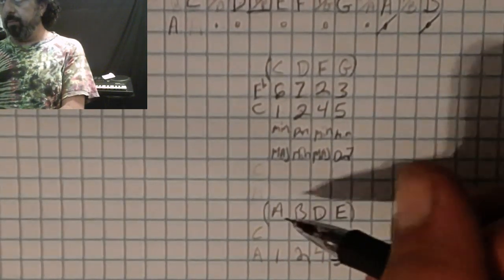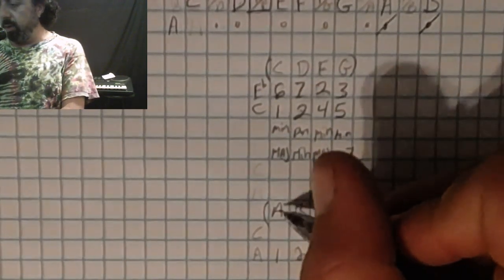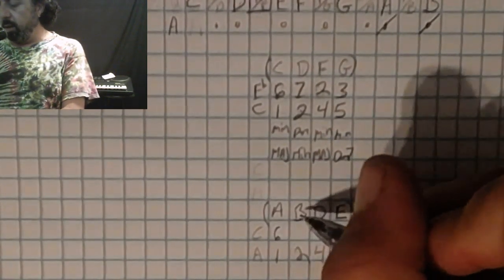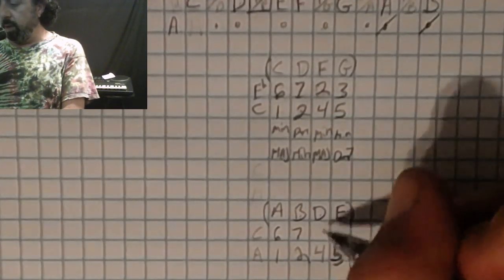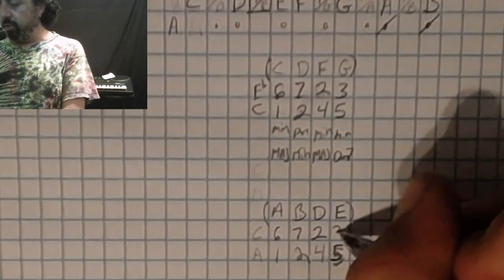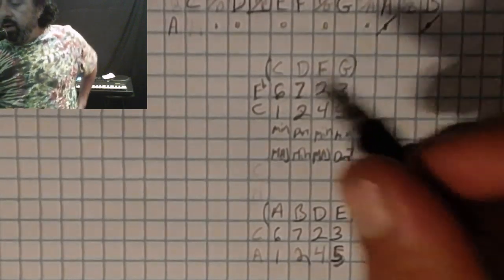from C, A, B, we're going to have 6, 7, 2, 3. Check it out. A is the 6. B is the 7 of the C scale. That's the 2, and that's the 3. And look at the symmetry there. Isn't that kind of neat?